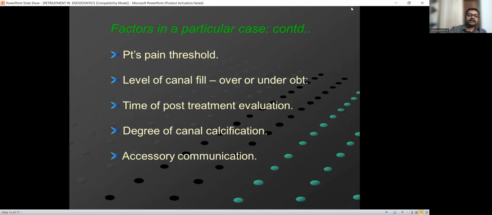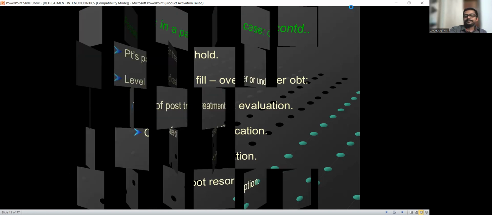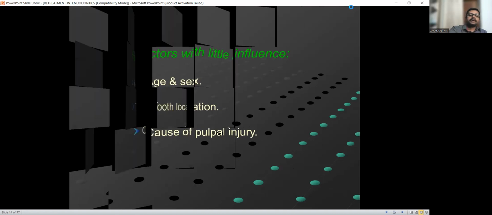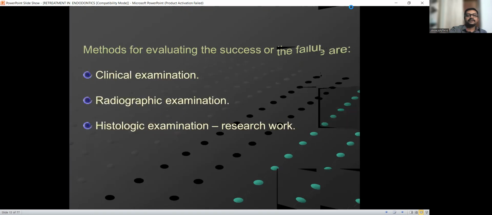Then accessory communication. Accessory communication, lateral canals, accessory canals, this can lead to failure of your case. Presence of root resorption, that is very evident. If there is any root resorption, this can affect the long-term prognosis and the success of your case.